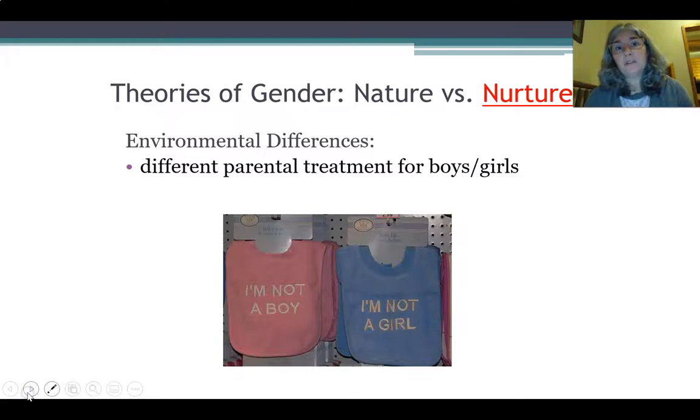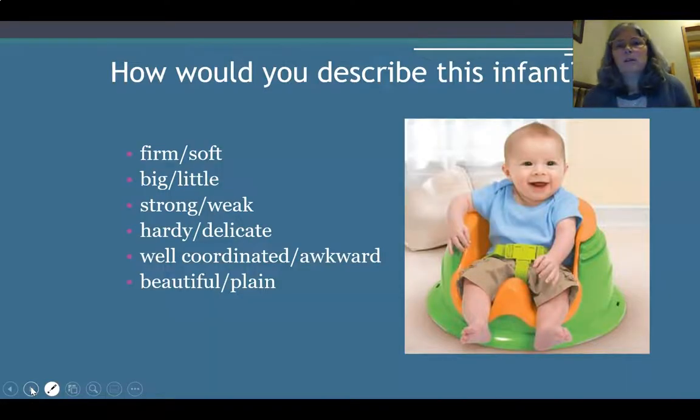In terms of environmental differences, there are a couple of key ways that we believe these gender differences occur. One is that simply parents treat boys and girls differently. Adults treat boys and girls differently. So if we are treating children one way, they're going to start to act in accordance with how they're treated. Let me give you an example. There's a fairly famous research study that involved having adults describe and answer questions about a child. They would bring in a small infant, dressed perhaps similarly to this, and they would ask the adults, what words would you use to describe this infant?